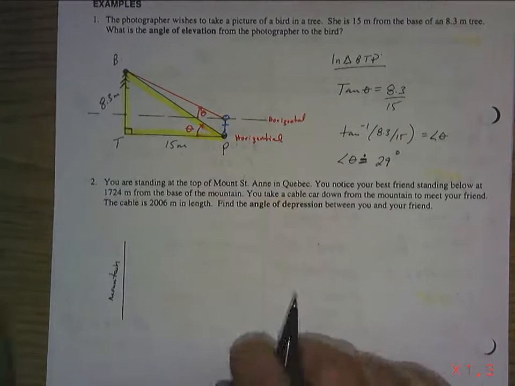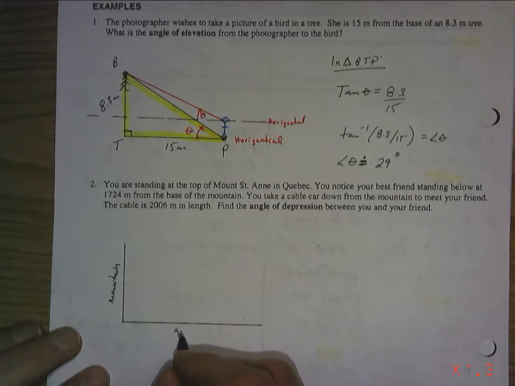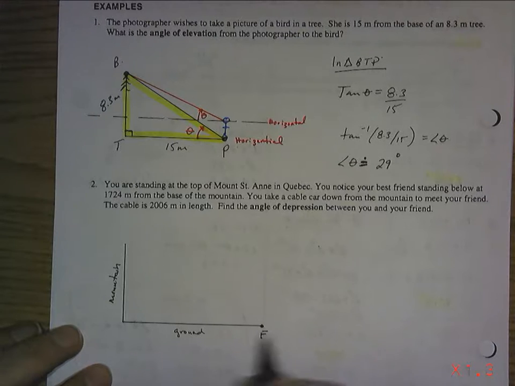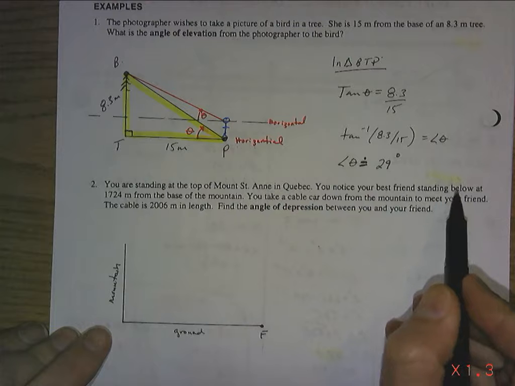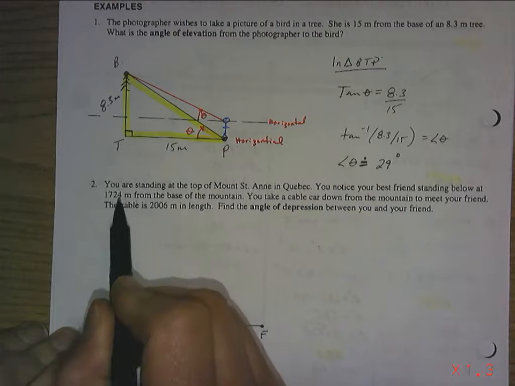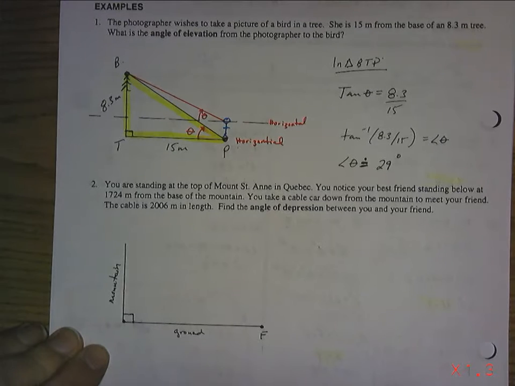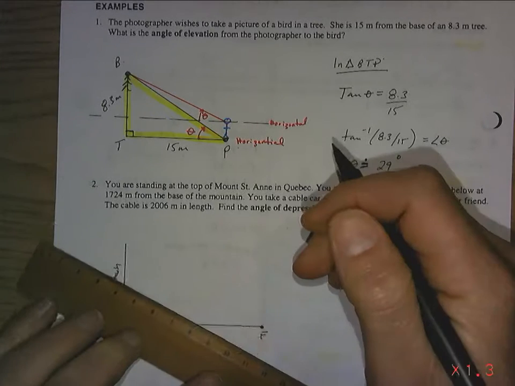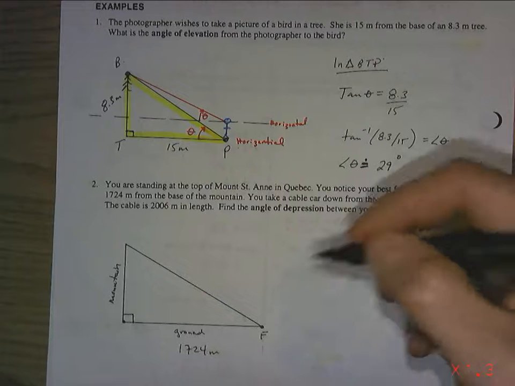Don't get too carried away. There's your mountain. Ground. Friend. You notice your friend standing below at 1,724 meters from the base of the mountain. That's the base of my mountain. We're going to assume that mountains are 90 degrees, so we've got 1,724 meters, and we're going to get on a cable car that's going to take us to our friend. And the cable car is going to go from wherever we are on our mountain right down to our friend.